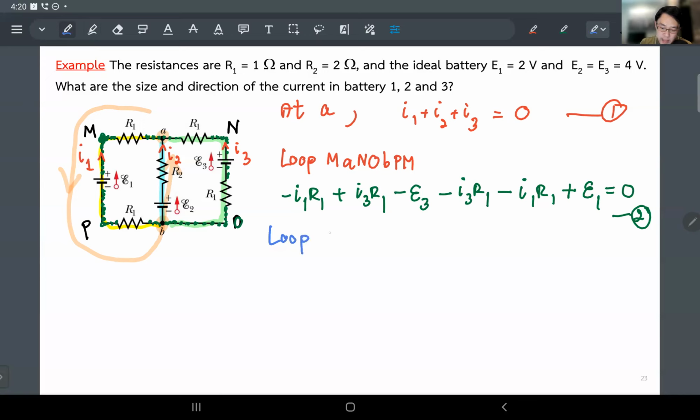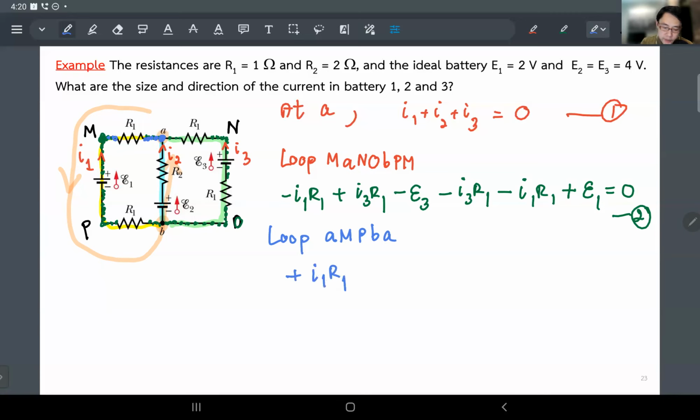Let me start from A, M, P, B, A. Cool. That's the left-hand loop there. So that means I'm going to start from point A here, the blue dot. Now start analyzing counterclockwise. Now I'm hitting R1 with the I1 going against me. So that means I'm going toward a higher potential. So the potential difference across R1 is going to be positive I1 R1.